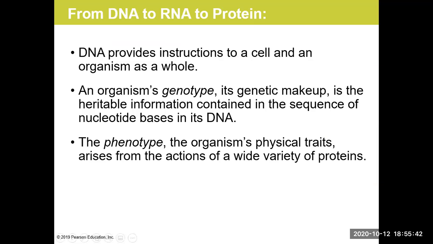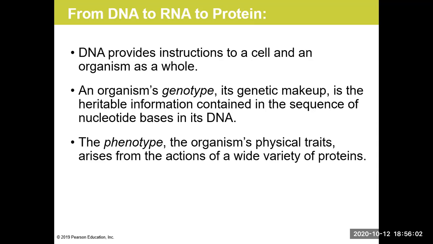The flow of information in a cell and in an organism as a whole goes from DNA to RNA, which is like a photocopy of the DNA, and then to protein. This is known as the central dogma. So DNA is very precious. It contains all of the genetic information. It provides instructions or orders to the cell and the organism as a whole.